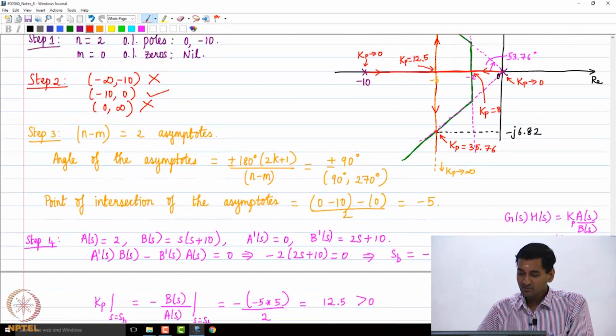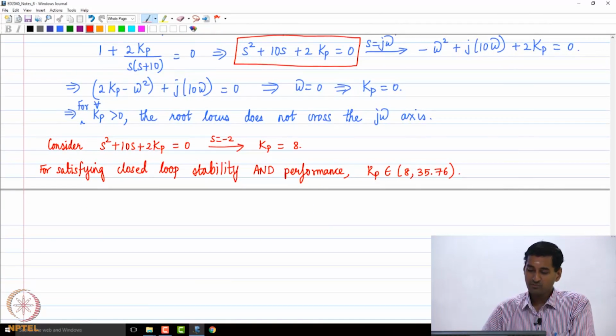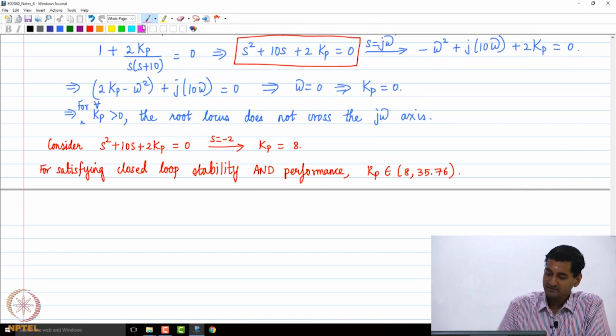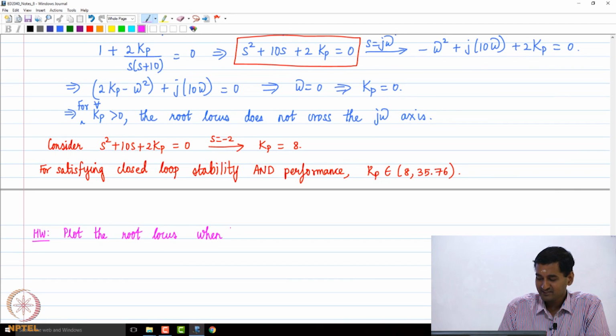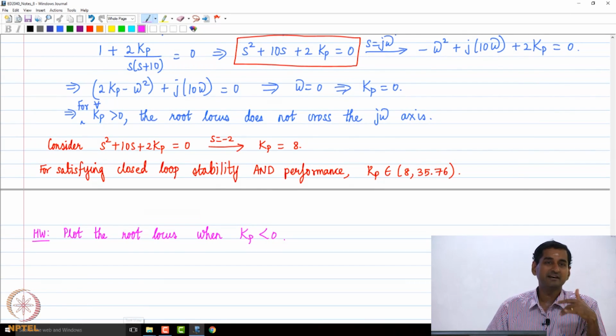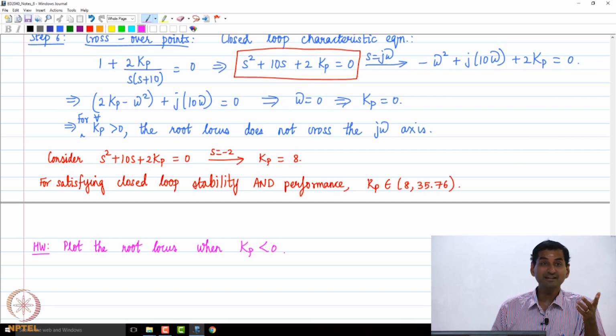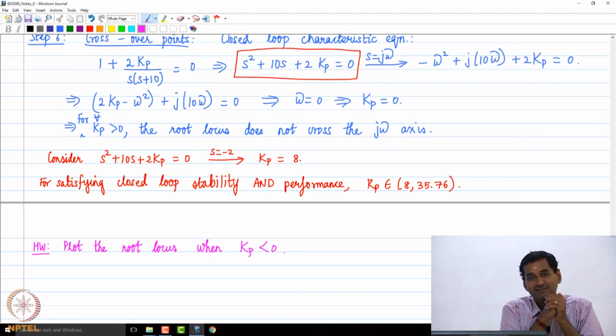Okay. So what I am going to leave you is a homework problem, just for your own learning process. Plot the root locus for the same system when Kp is negative. This is an exercise so that you get familiar with the other ways of plotting the root locus also. You will see that when Kp is negative, we already know that the closed loop system is not going to be stable. One branch will always go in the right half plane.